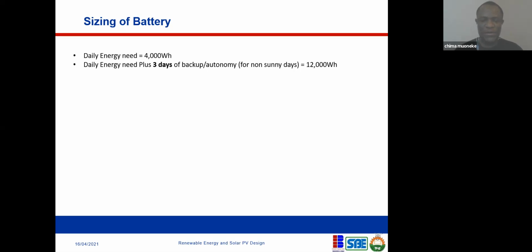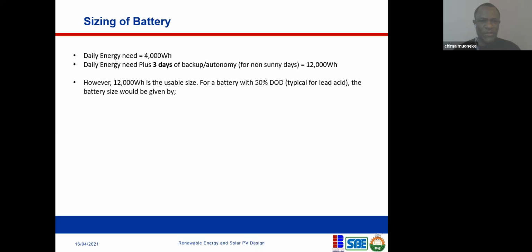However, this 12,000 watt hour is the usable size of the battery capacity. For a battery, that's what we call depth of discharge.